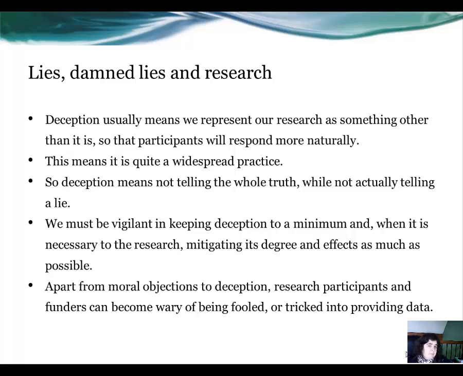So deception means not telling the whole truth while not actually telling a lie. However, we must be vigilant in keeping deception to a minimum, and when it is necessary to the research, mitigating its degree and effects as much as possible.